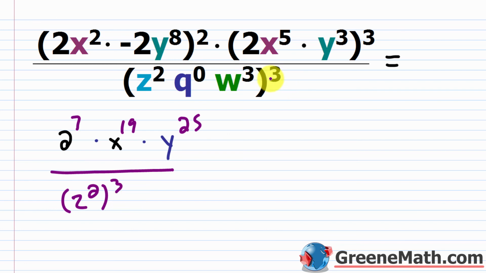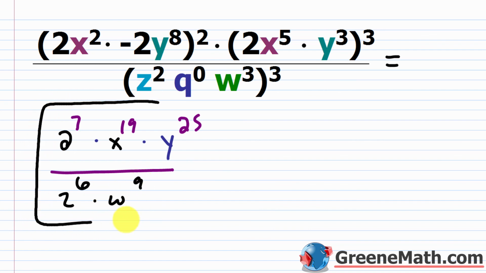Then w cubed being cubed. So again, power to power rule: z to the 2nd power being cubed, 2 times 3 would be 6. So this is z to the 6th power. Then over here, w cubed being cubed. Again, w stays the same. Multiply the exponents. 3 times 3 is going to give you 9. So this is w to the 9th power.